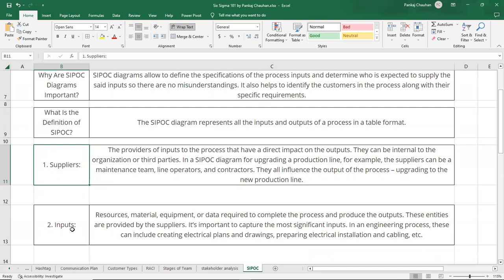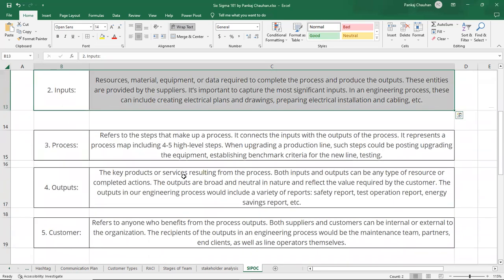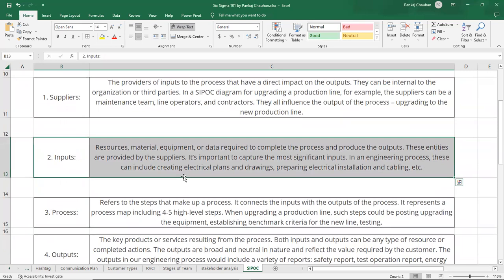If you talk about the input, these are the resources, material, equipment, or any kind of data which we require to complete the process and produce the output, because input is converted to the output through the process steps. These entities are provided by the suppliers, and it's important to capture the most significant input. In an engineering process example, I will show you this example as well, these can include creating electrical panel plans or drawings, or preparing electrical installation and cabling, etc., based on the input we do.